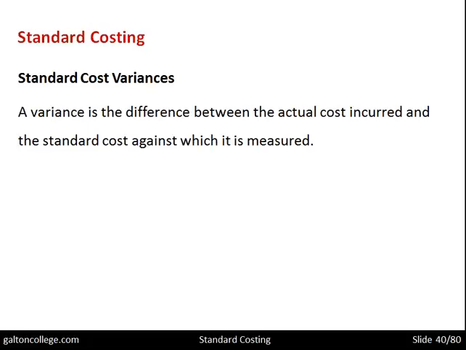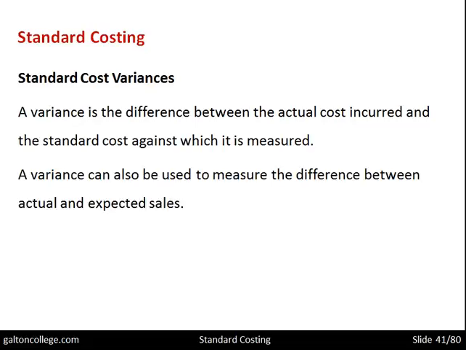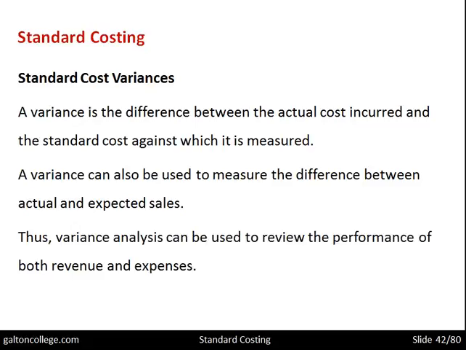Now, standard cost variances. Well, a variance is the difference between the actual cost incurred and the standard cost against which it is measured. That's what a variance is. It's the difference between the actual cost and the estimated standard cost. A variance can also be used to measure the difference between actual and expected sales. That would also be given to us by a variance, a difference in other words. Therefore, variance analysis can be used to review the performance of both revenue and expenses. We can use this idea of variance, of difference, to look at both revenues and expenses.